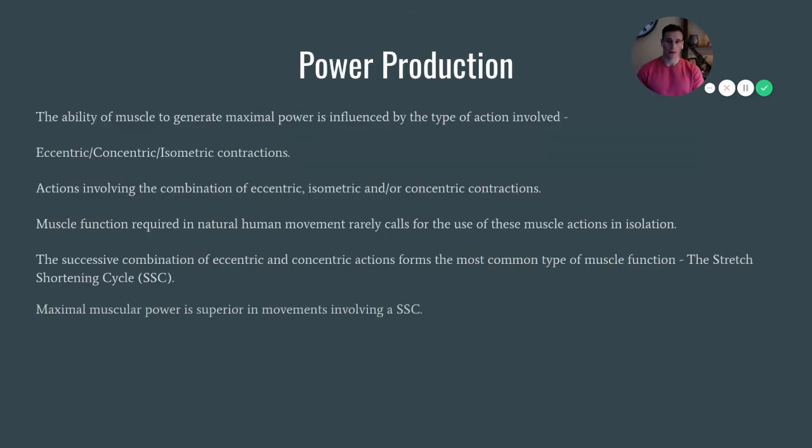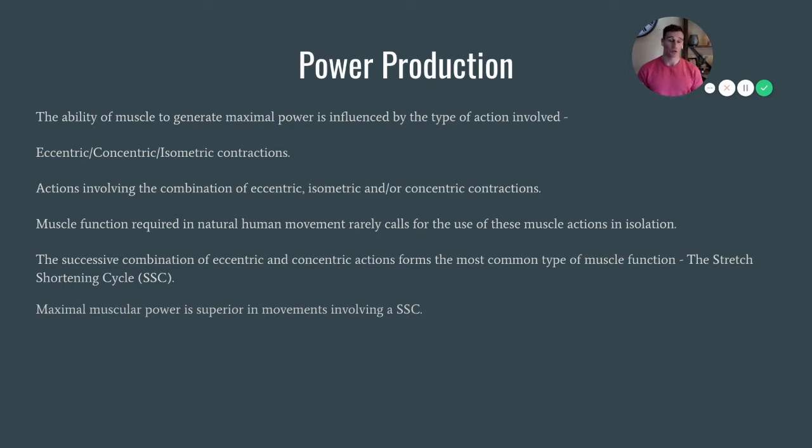All right. Power production. The ability of the muscle to generate maximal power, again, is influenced by the type of muscle action involved. So when we talk about muscle action, again, a bit of a recap. Obviously, we've got eccentric, concentric, or isometric muscle contractions. Eccentric is the negative phase of a movement. Concentric is the part where the muscle is shortening in length, so if we're talking about a bicep curl, lifting your arm up. Or an isometric contraction, where muscles don't change in length, but they're still applying force.